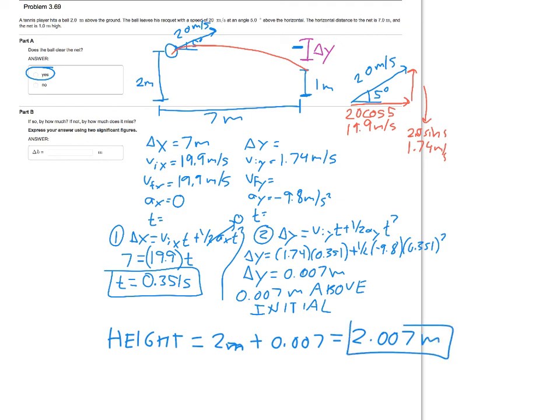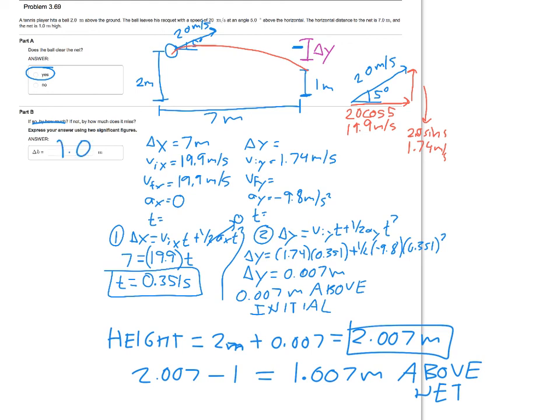Okay, so the second question says, by how much does it clear the net? Well, it's at a height of 2.007. The net's at a height of 1, so it clears it by a height of 1.007 meters. That's how far it is above the net when it goes over. So my answer rounded to 2 sig figs would just be 1.0 meters.